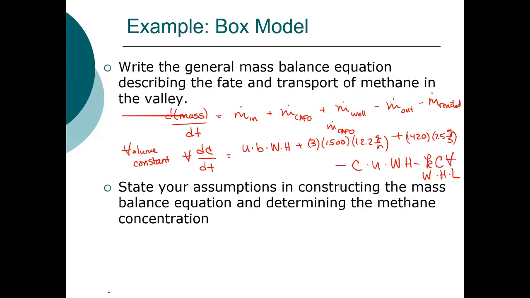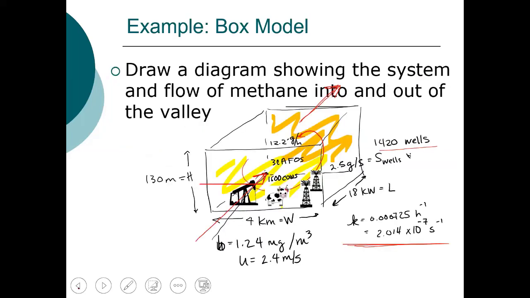So we said the mass rate in is equal to the velocity times the concentration entering times the width and the height. So if we go back to this figure here, that was the yellow and the orange. Try to describe, it's the face perpendicular to the wind that is entering or leaving this box.